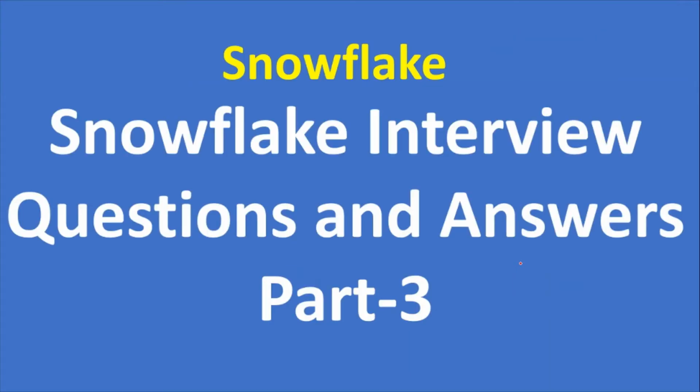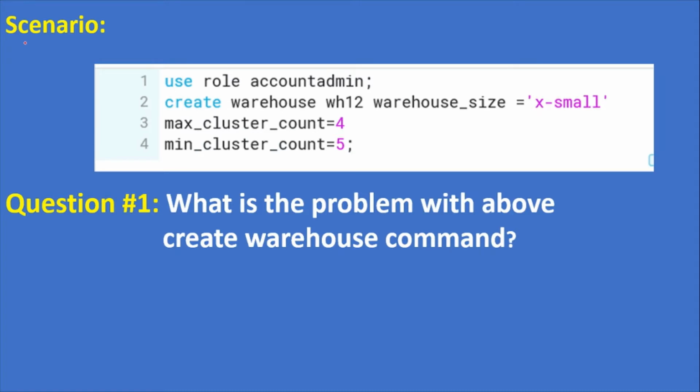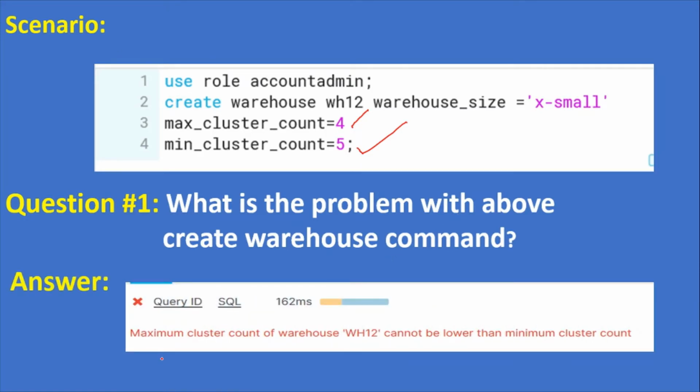In this video, I'm going to talk about Snowflake interview questions and answers part 3. Here is the scenario. Use role ACCOUNTADMIN, create warehouse, warehouse name, warehouse size, max cluster count equal to 4, min cluster count equal to 5. The question is, what is the problem with the above create warehouse command? The answer is, maximum cluster count of warehouse cannot be lower than minimum cluster count.